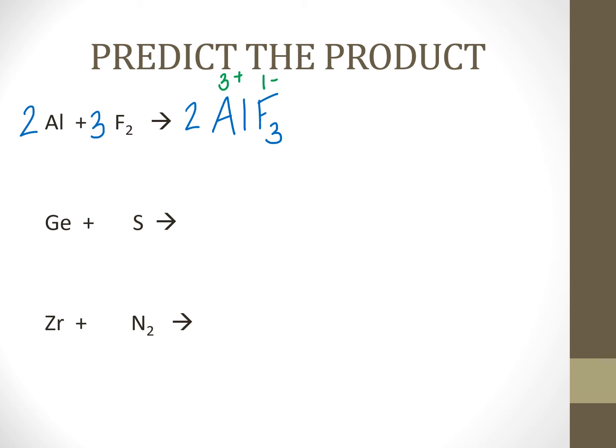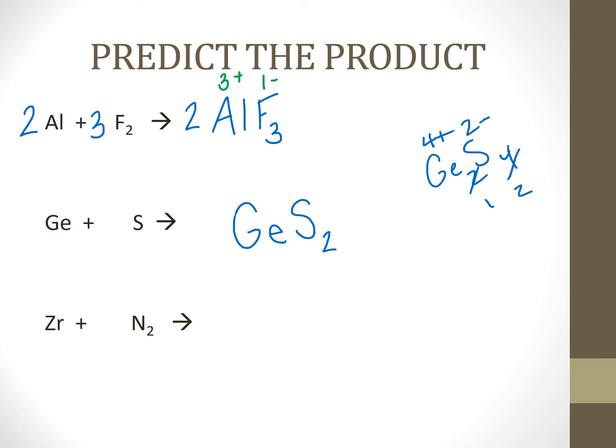All right, Ge and S. So again, GeS. Germanium is a 4 plus, S is a 2 minus, 2, 4. That reduces to 1, 2. So GeS2. And then to balance it, I would need a 2.